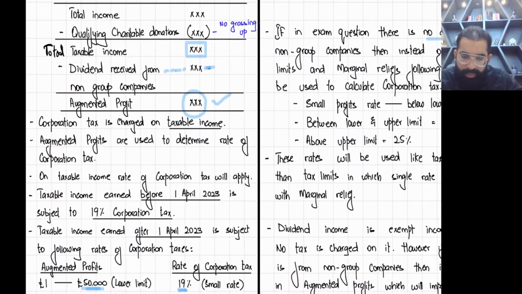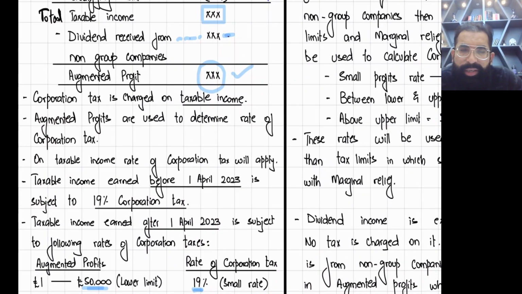Now a few more things. See the screen. Corporation tax is charged on taxable income. On taxable income or taxable profits we directly apply the corporation tax rate and calculate corporation tax. But the tax rate is determined using augmented profits, right? These are the two things. Now the next thing is very important: on taxable income, the rate of corporation tax will apply.